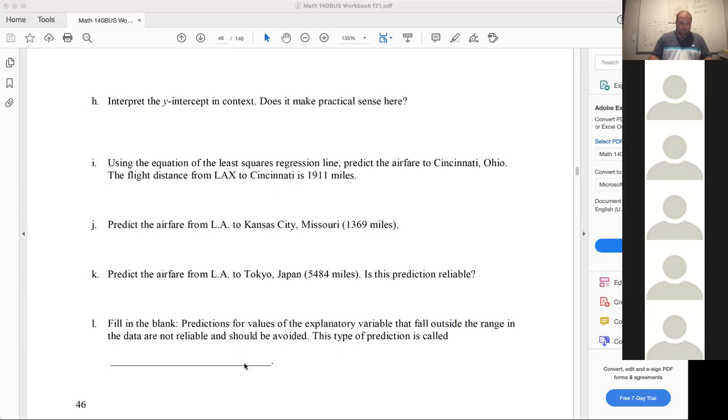What was the equation for y again? I didn't write it down. Well, you can always look back in your calculator to get those numbers, but I did y equals 0.088 x plus 116.